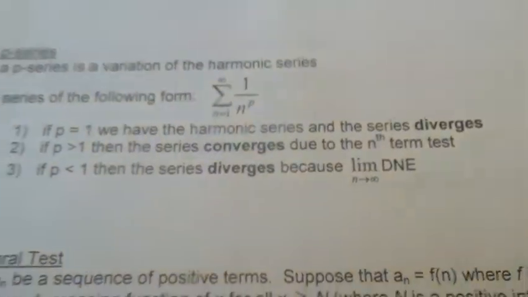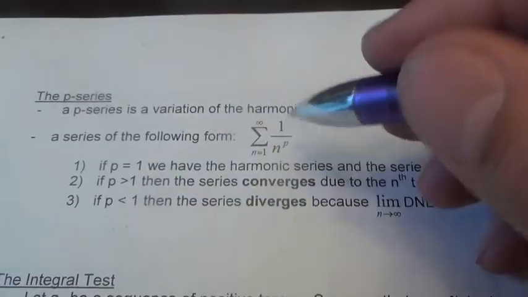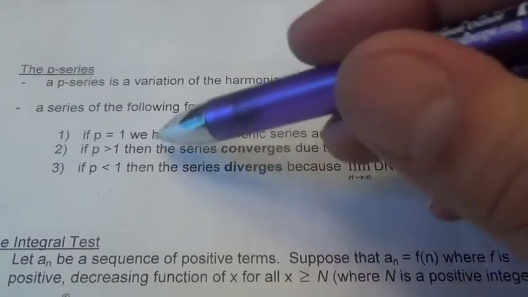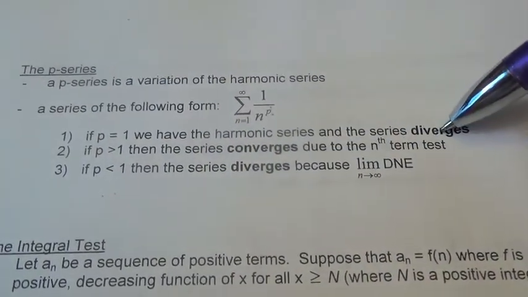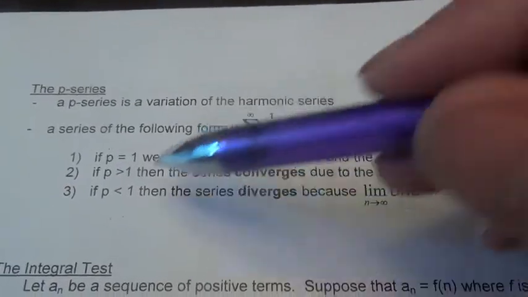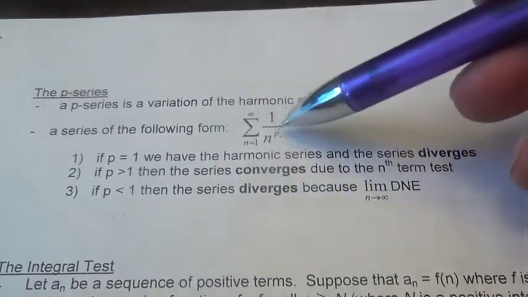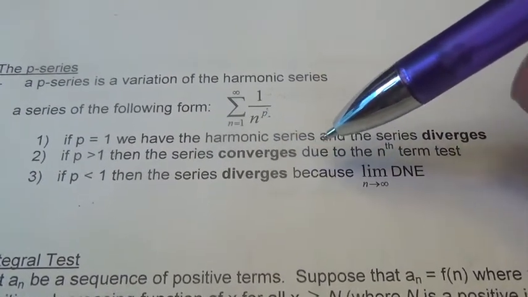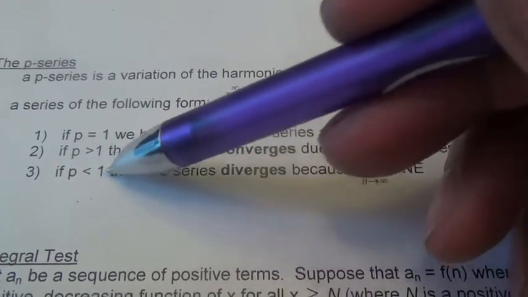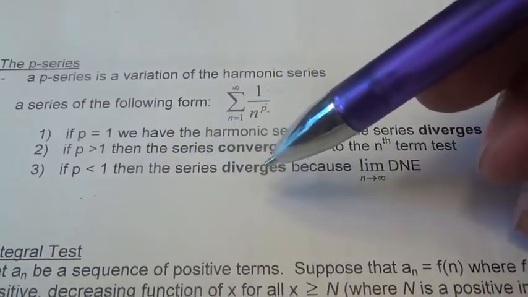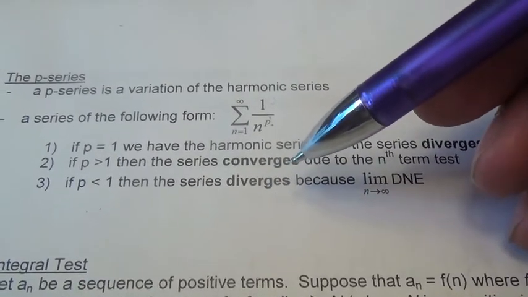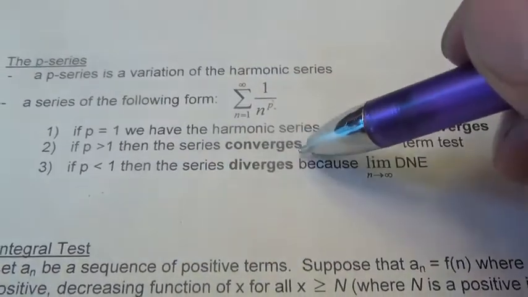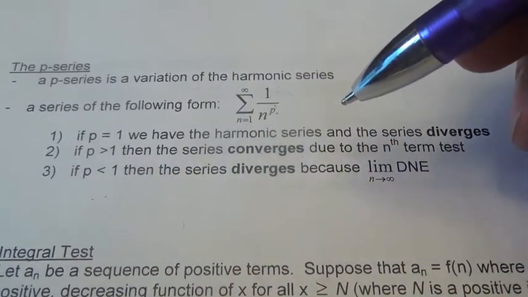If you look at what I have on the paper, if p equals 1, think about what that would be. It's 1 over n to the first. You have the harmonic series. So in a p-series, if your p is 1, you're dealing with the harmonic series, which we already know would diverge. If p, as you see in number 2, is greater than 1, so if we have a constant over n to a certain power, then your series is going to converge. If p is less than 1, then your series is going to diverge. So that's what the p-series is saying. As long as p is greater than 1, you converge. As long as p is less than 1, you diverge.